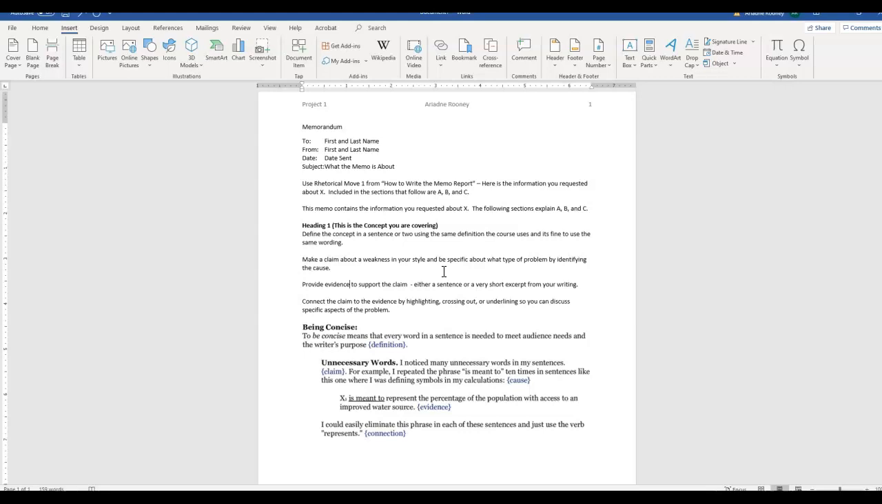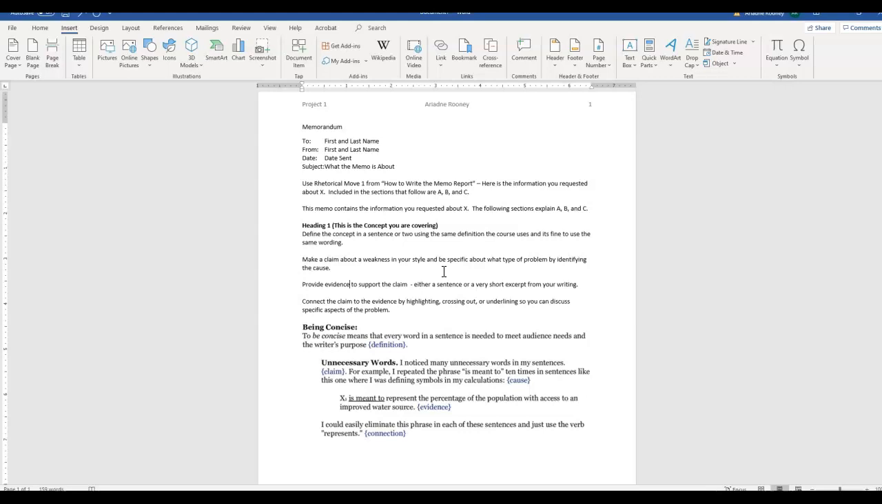So what that looks like in a real paragraph is this. This is what it all looks like when it comes together. That heading, being concise, that's the concept that you're covering. And then you're going to give that definition. To be concise means that every word in a sentence is needed to meet audience needs and the writer's purpose. And then you can indent it to make it neat, or you don't have to.